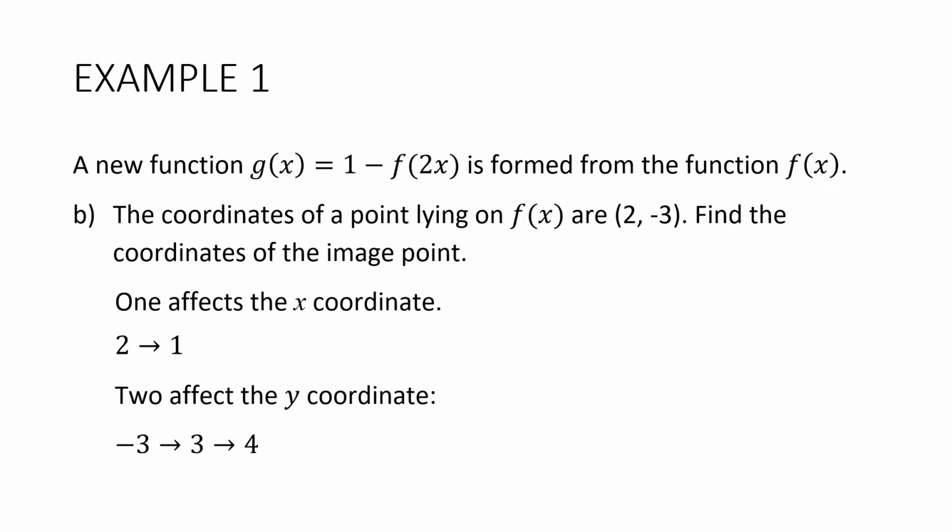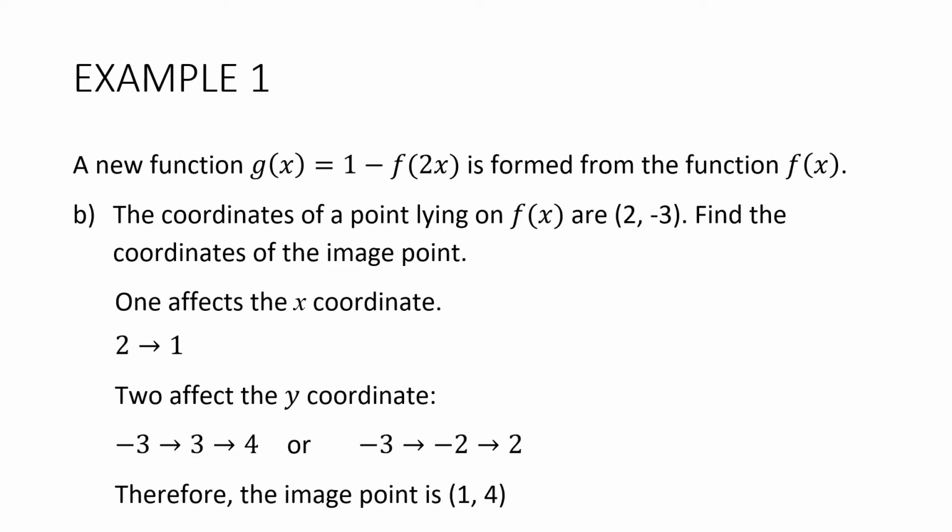Now just to hammer home the point, have a look what happens if I do it in the opposite order. So I take my -3, and then I add 1, gives me -2, and then I flip it over, I'm going to end up with 2. So this one is wrong, this one is correct. The image point is (1, 4).